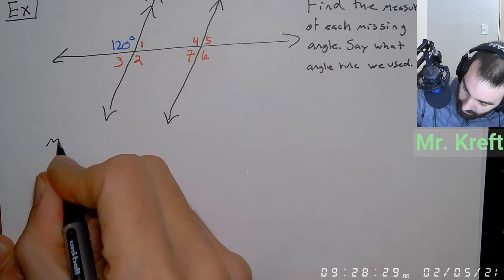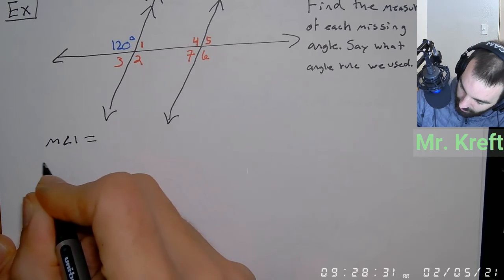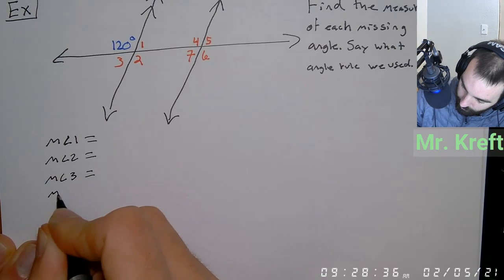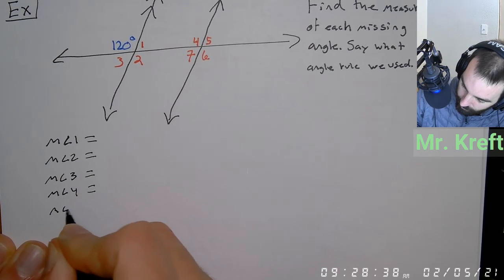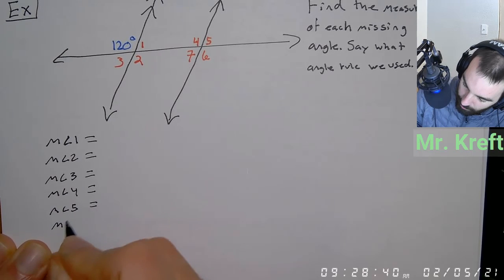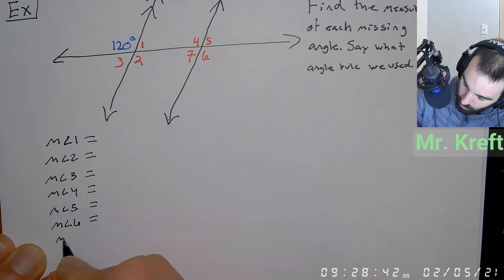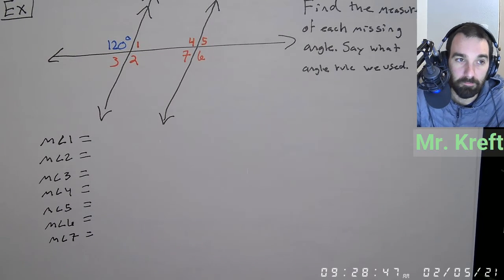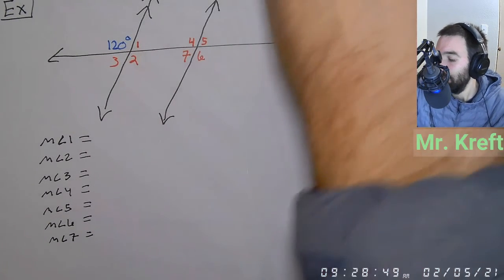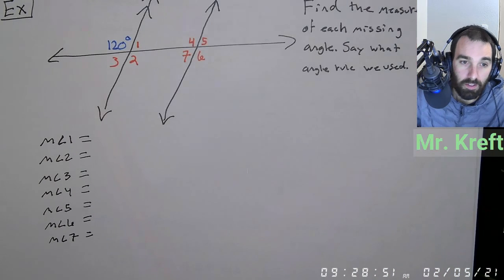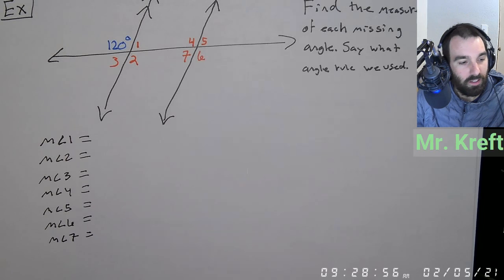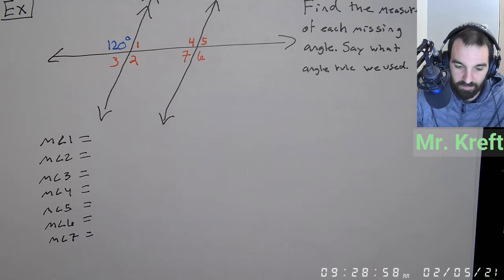So what we're going to do is we're going to find the measure of each angle. And I'm writing the measure of angle 1, the measure of angle 2, the measure of angle 3, and so on, all the way to the measure of angle 7. Okay. I'm worried for time. All right.